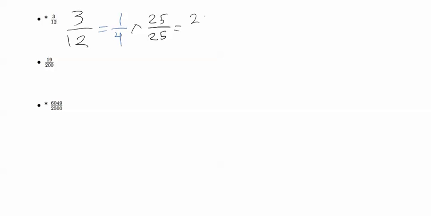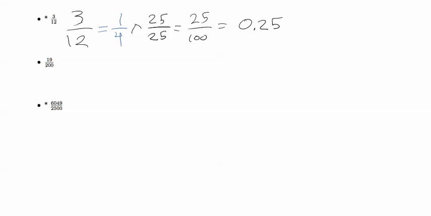This gives us 25 over 100. So it means the fraction that we're looking for is 25 hundredths, which is 0.25. This fraction is 25 hundredths, which is the same as this fraction, which is the same as the fraction we started with.